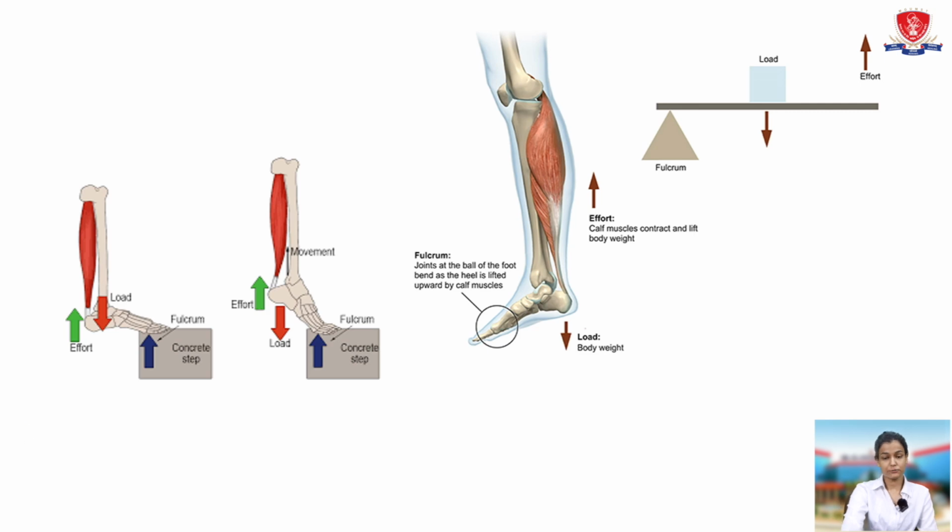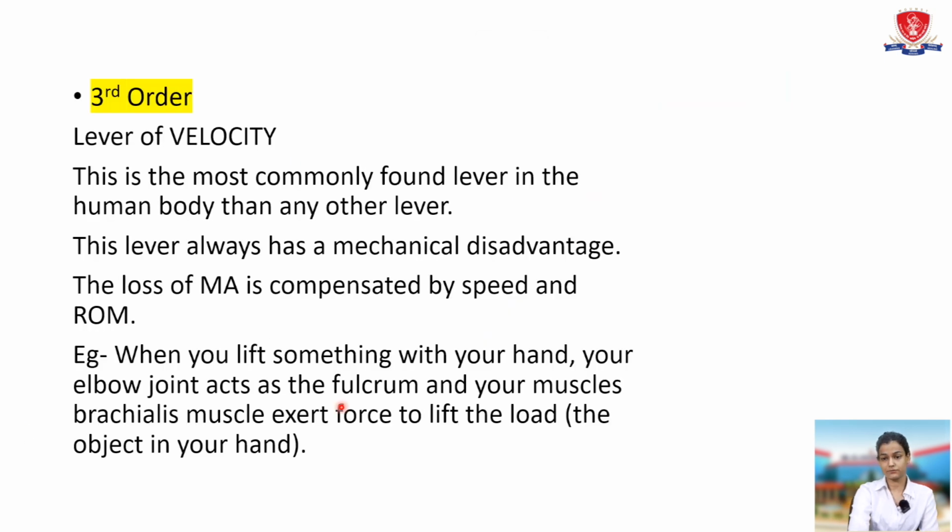So, moving forward, we will be discussing the third order lever, which is commonly known as the lever of velocity. This is the most commonly found lever in the human body. This lever always has a mechanical disadvantage. The loss of mechanical advantage is then compensated by speed and range of motion. A very good example to understand the third order lever is when you lift something with your hand. Your elbow joint acts as the fulcrum and your muscle, that is the brachialis or the biceps brachii, will exert the force to lift the load, that is the object in your hand, which is your weight.